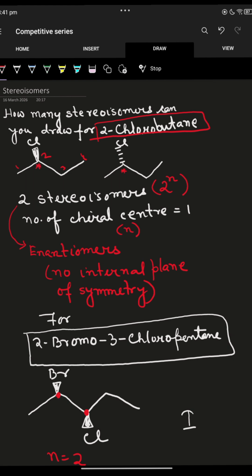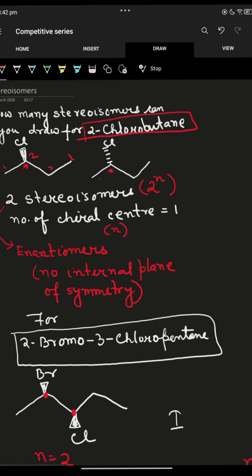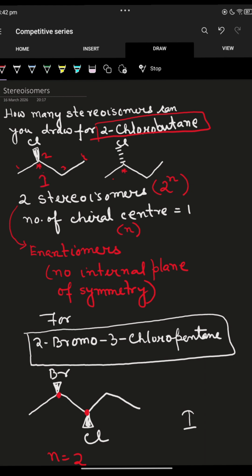Now, since there is only one chiral center, as per the formula 2 to the power of n, the number of stereoisomers will be 2. In this case, we can see the wedge C-Cl bond and the dash C-Cl bond. These are the difference in the two structures. This is structure 1 and this is structure 2, and these are the two stereoisomers because there is only one chiral center present in the compound.